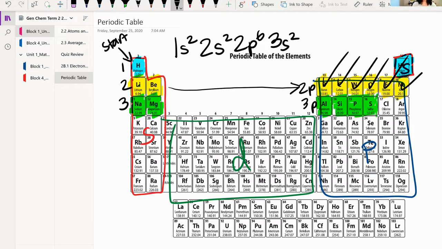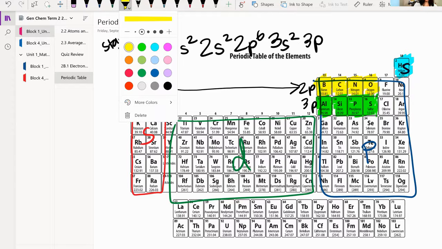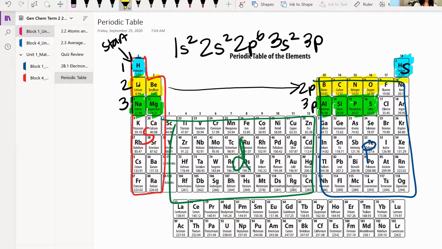After 3s, where did we go? We traveled across. We went to 3p. And count with me now. How many electrons did we put inside of 3p? We put 1, 2, 3, 4. Stop. Because we've landed at sulfur, the element in our question. So I'm going to write an exponent of 4. So that's my electron configuration for sulfur.